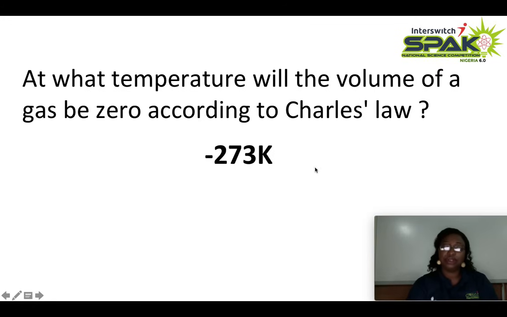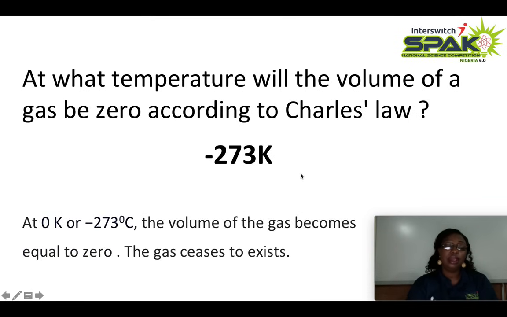Minus 273 Kelvin. At 0 Kelvin or minus 273 degrees C, the volume of the gas becomes equal to 0. The gas ceases to exist.